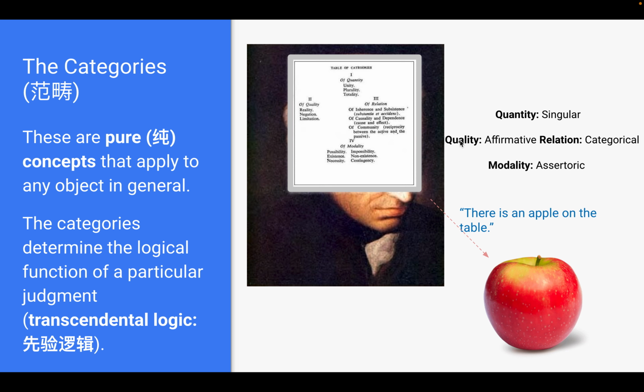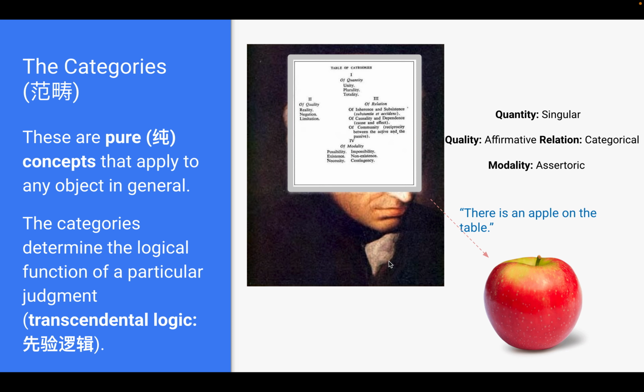The other one is quality, which is like affirmative. That basically means it's something you say is true of reality. The others are negation or limitation. Relation, that's categorical. That means it's an attribute of a substance, like an attribute of the apple, or at least that's how I logically interpreted this. And quantity, singular, is of one single object. Some apples on the table would be a plurality. All apples are on the table, which starts to get sort of meaningless, would be a totality.